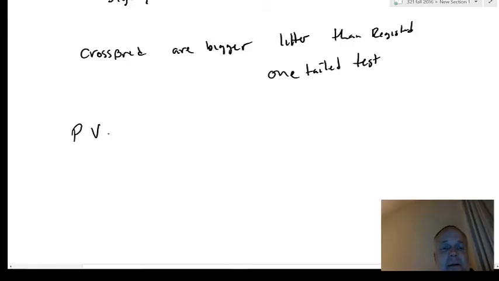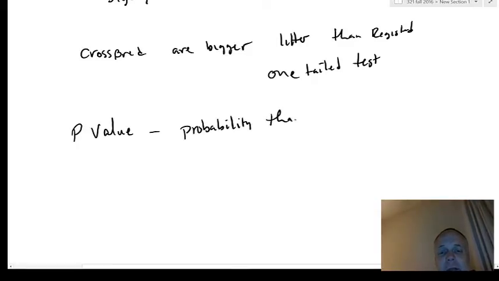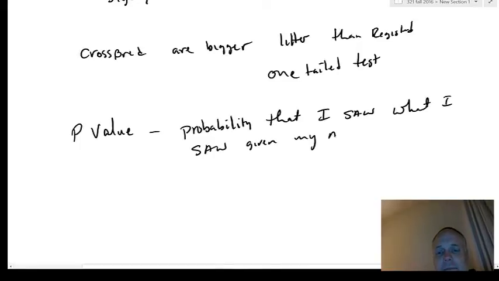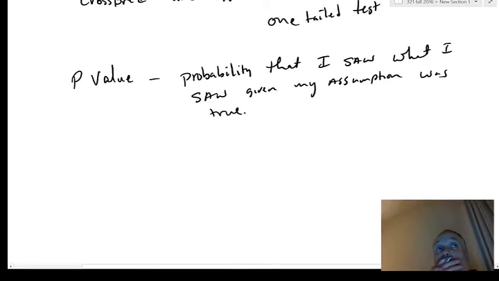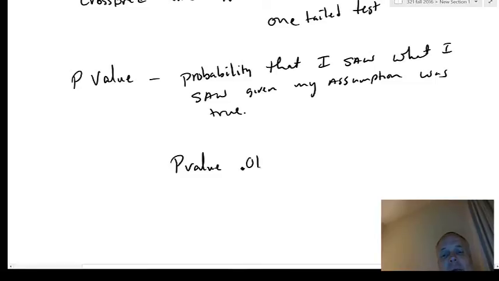And in statistics, we talk about a little thing called p-value. And p-value is the probability that I saw what I saw, given my assumption was true. Okay, so if I assume there is no difference in litter size and I get a p-value of 0.01, that's a 1% chance that I saw what I saw.